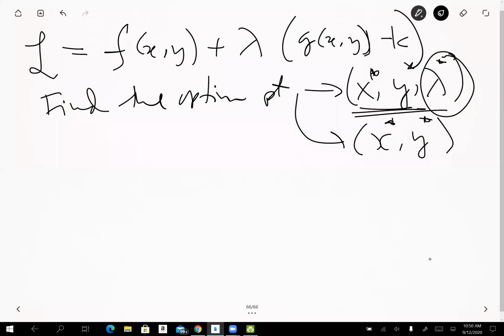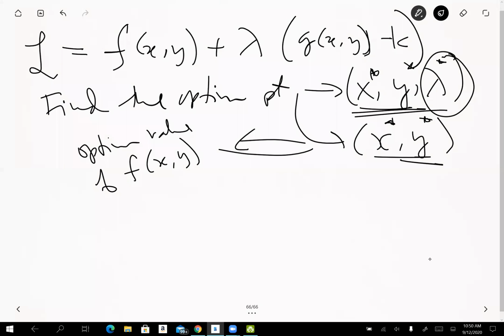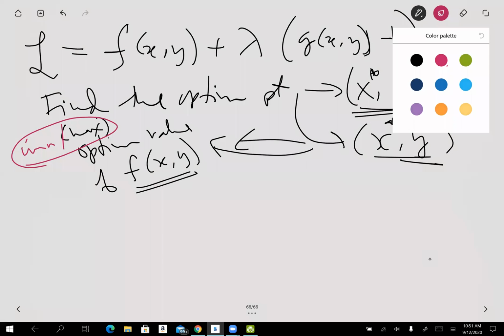And then maybe what you need is the optimum value, the optimum value of the objective. So once you have the optimum point, you can find the corresponding value of the function. If the problem is maximization, then you may call it the maximum. If the problem is minimization, then you can call it the minimum. That will depend on the problem.